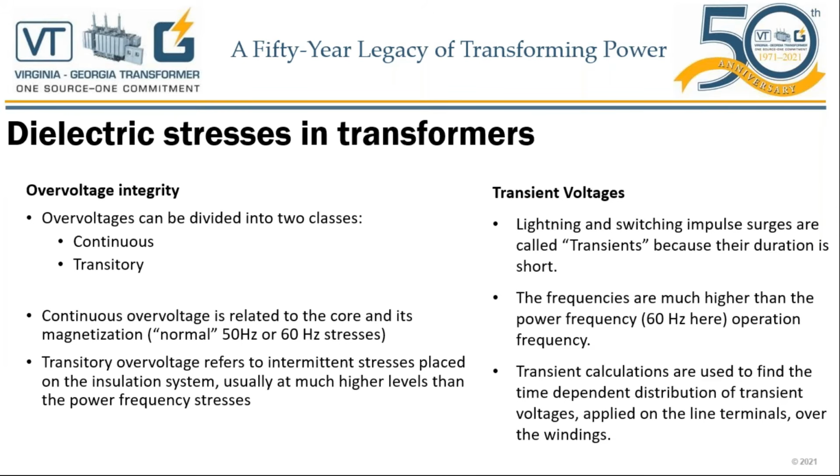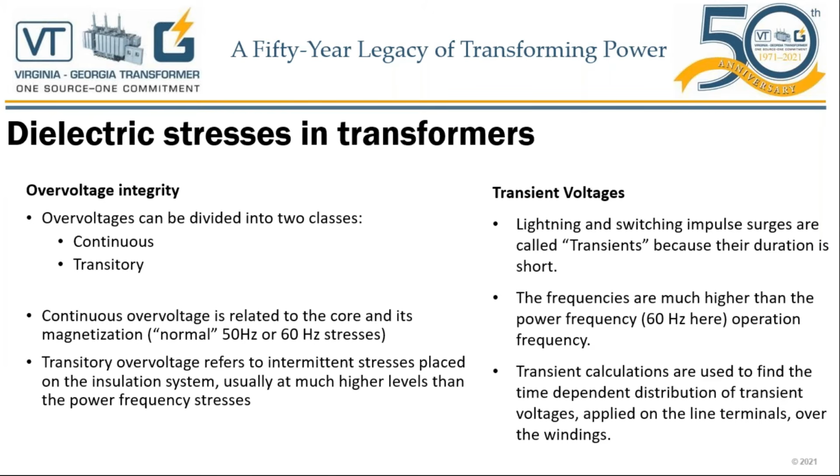Transitory overvoltage refers to intermittent stresses placed on the insulation system, usually at much higher levels than the power frequency stresses. So these are under the overvoltage categories. Then the transient voltage category: lightning and switching impulse surges are called transients because their duration is short.